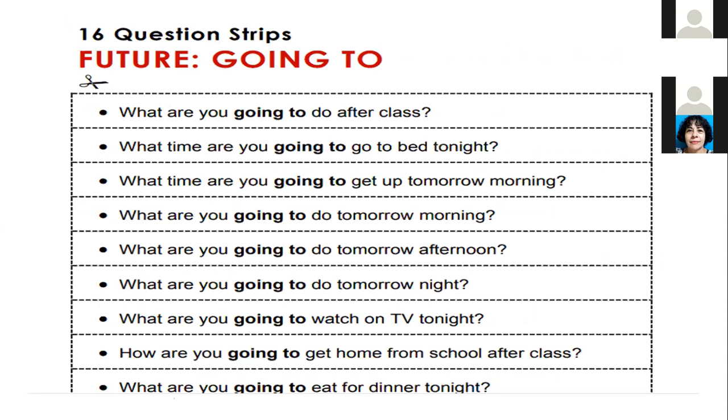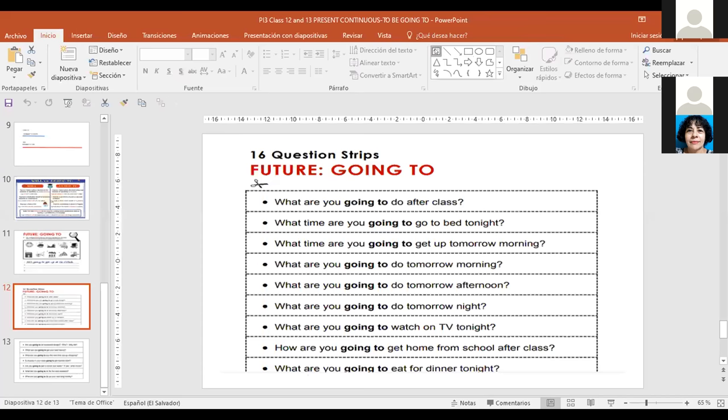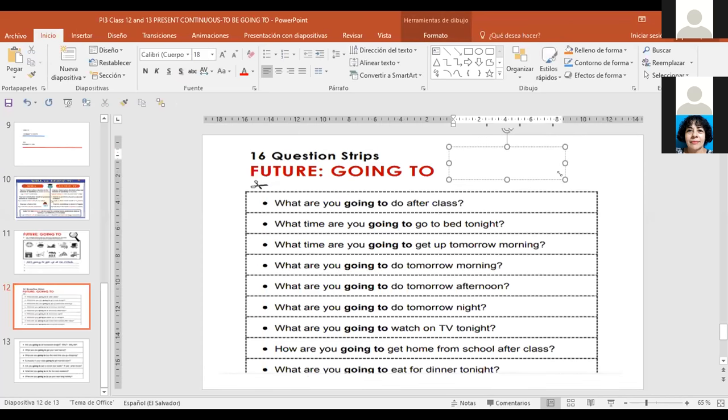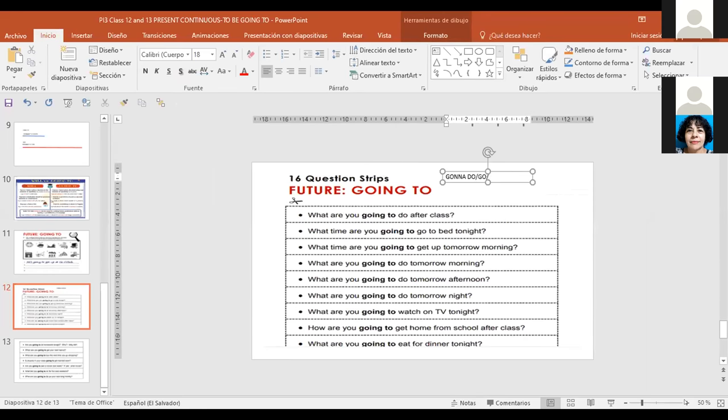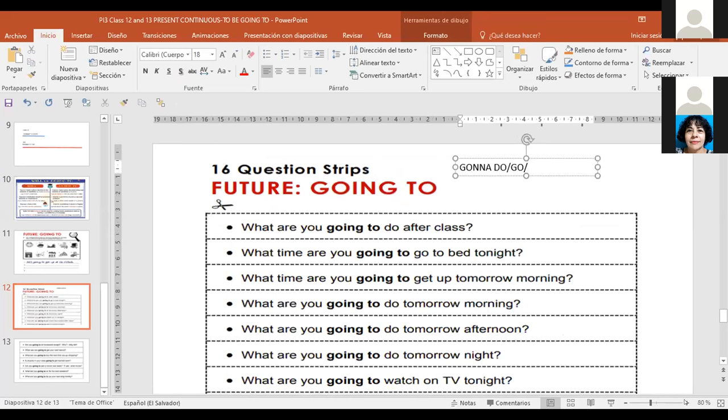Something else that I want to teach you is that when we speak, normally you're not going to hear going to, but you're going to hear gonna, right? What are you gonna do? Gonna go, gonna do, gonna work, gonna eat. In American English, they use this contraction a lot, gonna. And remember that when we listen to gonna, we are talking about going to. Gonna equals going to.